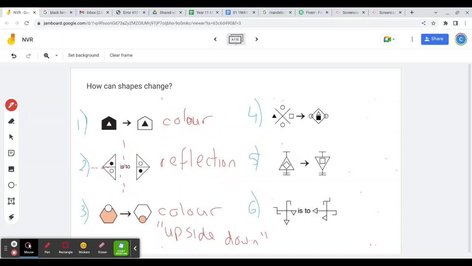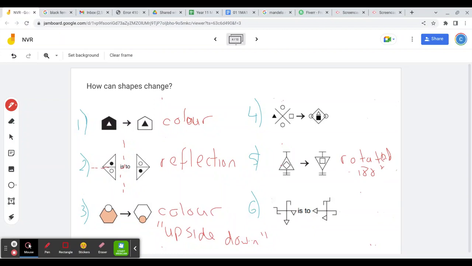So I'm going to jump to number 5. And you see that center triangle? You can think of it as upside down if you want, or you can think of it as the center triangle has been rotated 180 degrees. Okay, I'm going to come back to that number 5 in a minute.